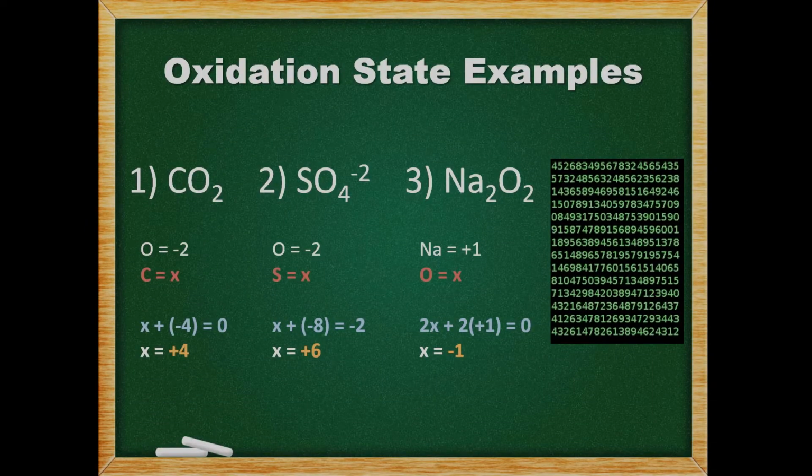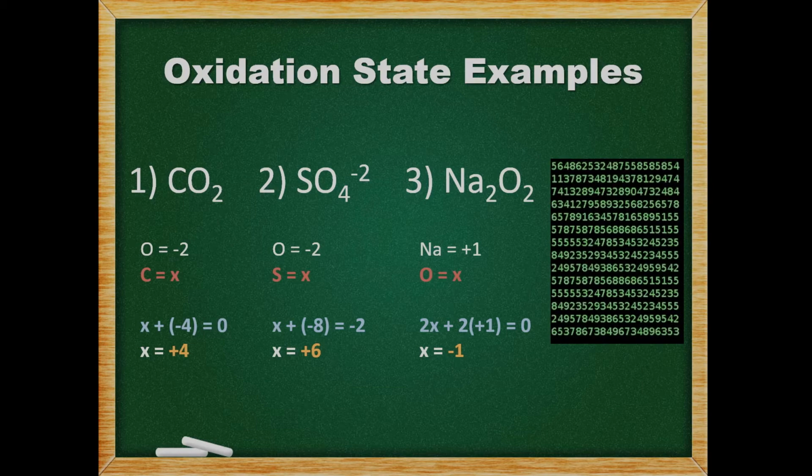In the first example, we have carbon dioxide, and we want to find the oxidation number of carbon. Knowing that in this case the oxidation number of oxygen is -2, we can use quick algebra to figure out the oxidation number of carbon, which comes to be +4.